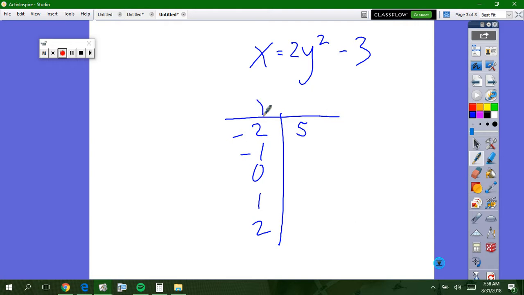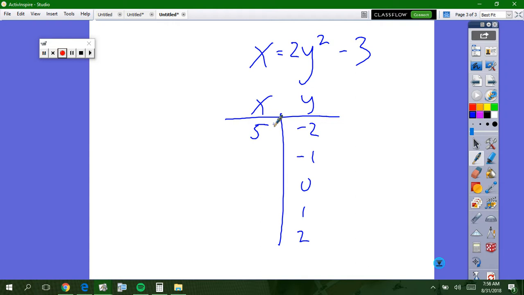Oh, crappers. Sorry, guys. I need to erase this, don't I? What did I do wrong there? Can somebody tell me? I put them on the X's, and what should I have been putting those in? The Y. Sorry about that. Does everybody understand what I made a mistake there, though? Sometimes I just get in that habit, right? But once again, we did the same thing. Plugged it in for Y, and we got 5 for that value.